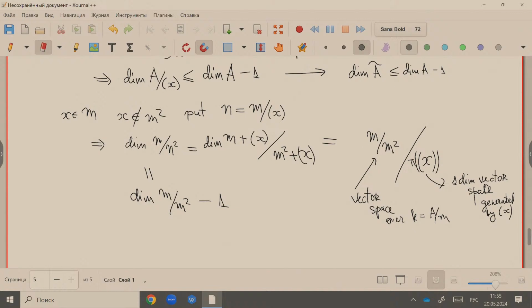So notice that, if you compare these two things, the dimension of A is decreased at least by 1, and the dimension of N modulo M square is decreased precisely by 1.